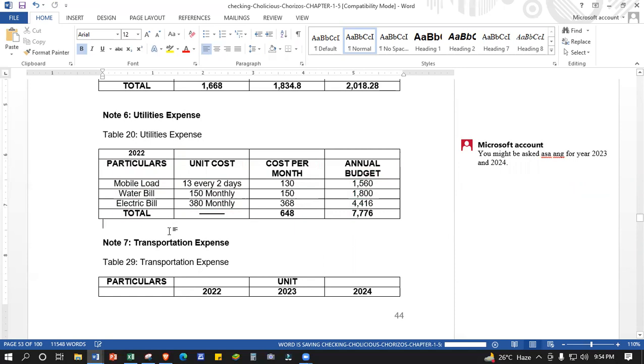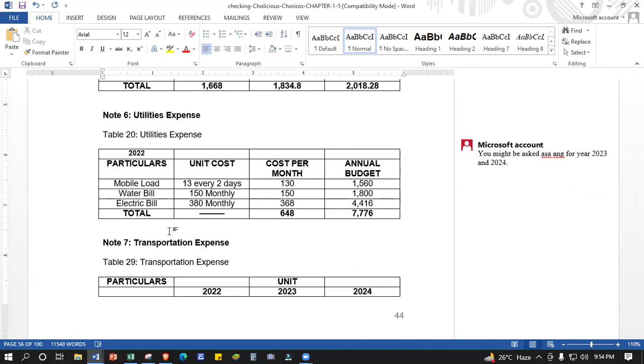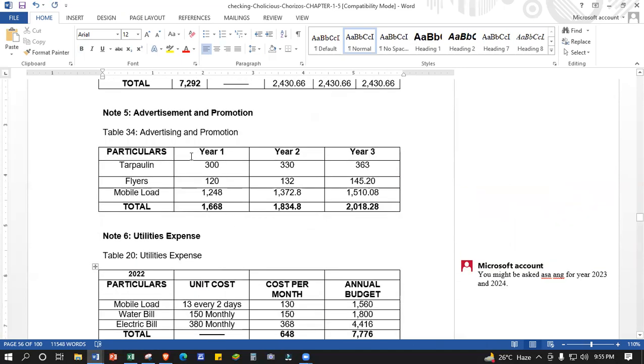And also, as much as possible, pwede mo mabutang din. If mag-increase mo, if you will decide to increase it year by year, for example, year 1, 1,668. Tapos by year 2, 1,834.8. And then in year 3, nahimo siyang 218. So obviously, nag-increase siya, but there are no further explanation as to nganong nag-increase. So, dapat ninyo na siya ibutang sa financial assumptions ninyo.